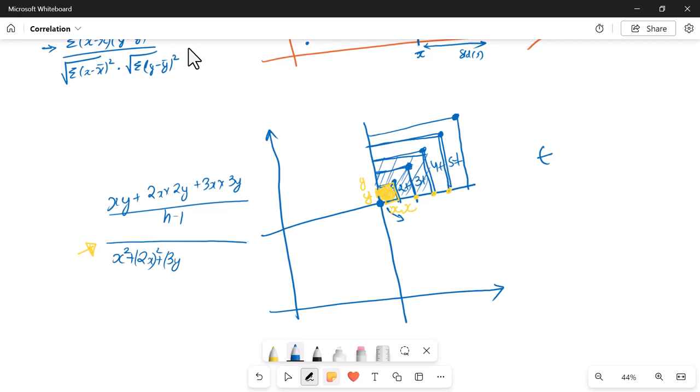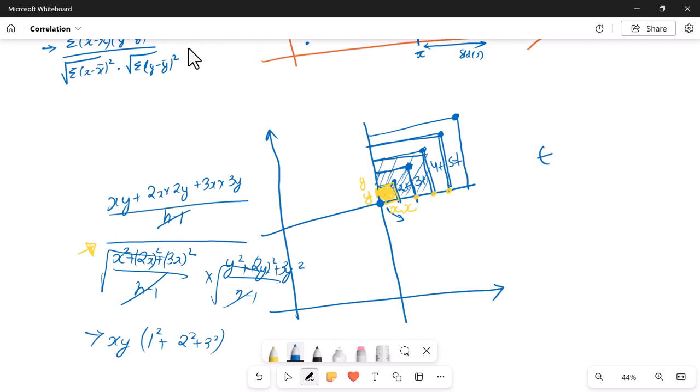3x squared divided by n minus 1, times again y squared plus 2y squared plus 3y squared divided by n minus 1, and both of them are under root. These two will cancel out. We can factor out xy from above and we'll get 1 squared plus 2 squared plus 3 squared in the bottom.